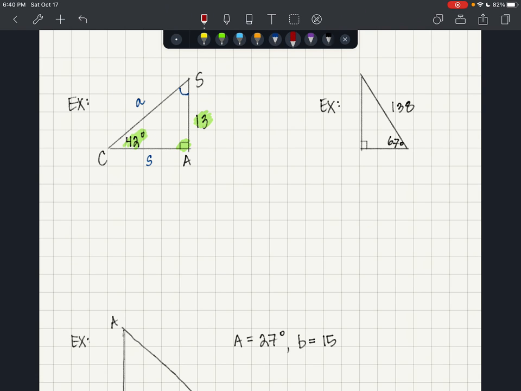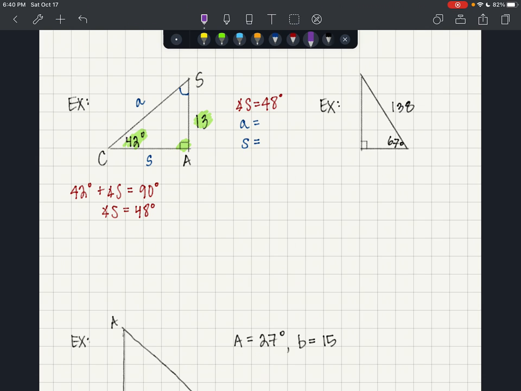I'm going to start with the angle first. 42 degrees plus angle S equals 90 degrees. That means that angle S equals 48 degrees. So that's one part of our solution. We need 2 more parts. We need side A and we need side S.